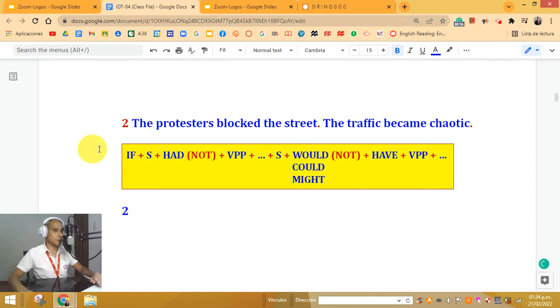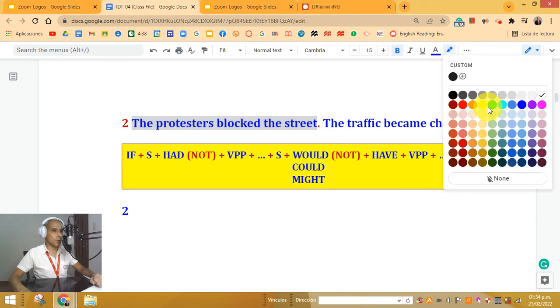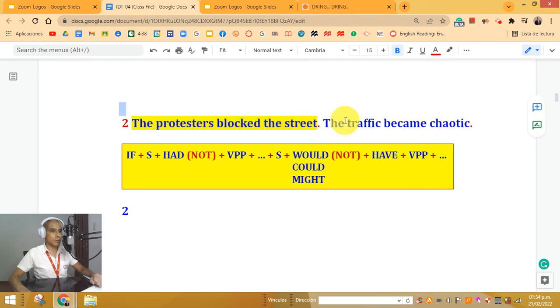Let's read number two together. It says the protesters blocked the street. The traffic became chaotic. Okay. So which is the conditional? This one, the first part. I'm going to use yellow color. And now the traffic became chaotic. I'm going to use light blue because this will be the result clause.